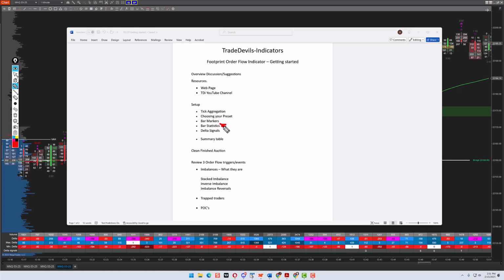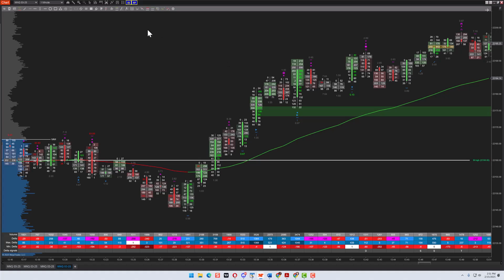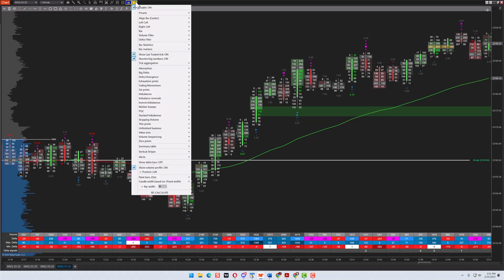Now, I've added bar statistics here into the mix because while indeed it is a bar marker, it's its own separate category here. So I'm going to add that in and let's review that right now. Okay, so bar statistics, again, it'll be in the drop-down menu, right above bar marker.